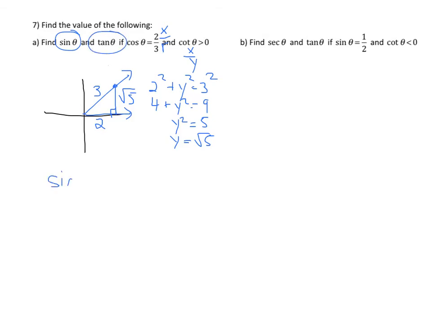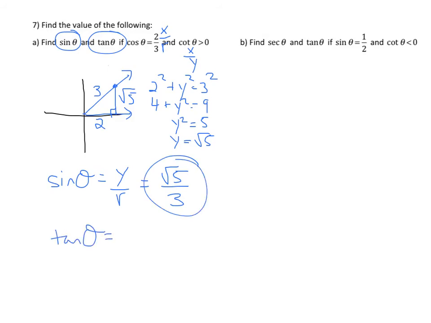So sine theta is y over r, which is radical 5 over 3. And tangent theta is y over x, which is radical 5 over 2.